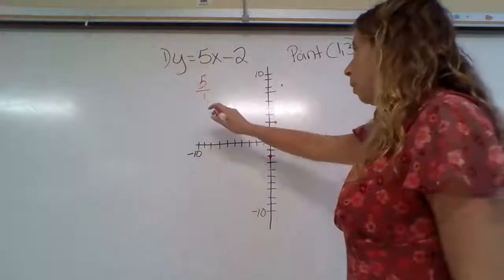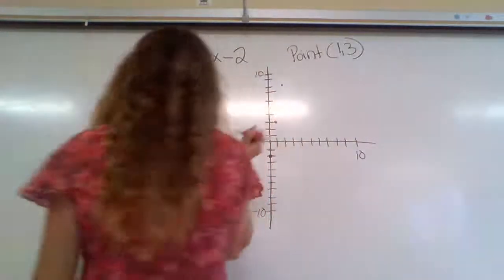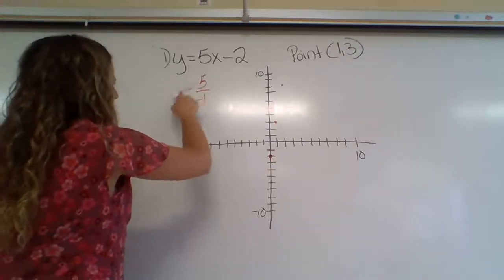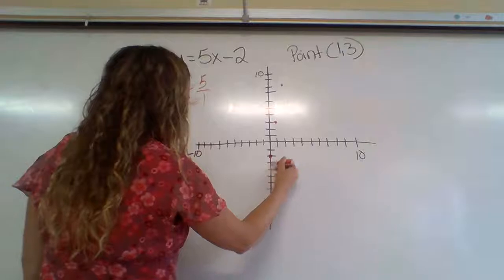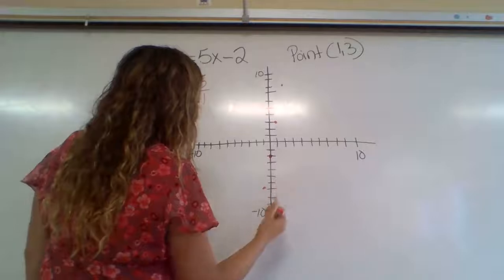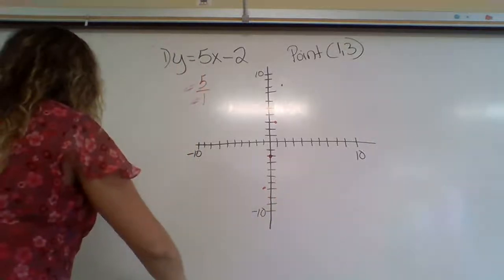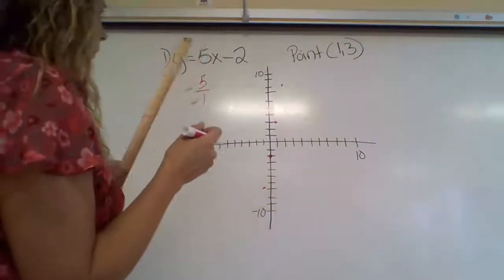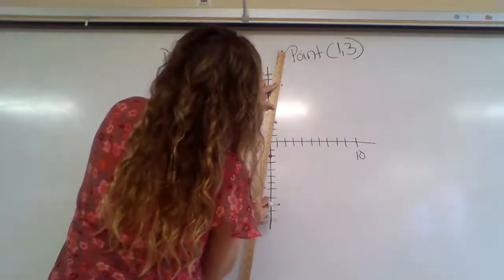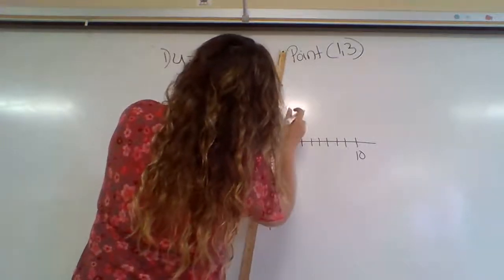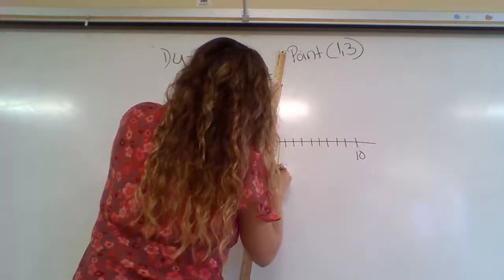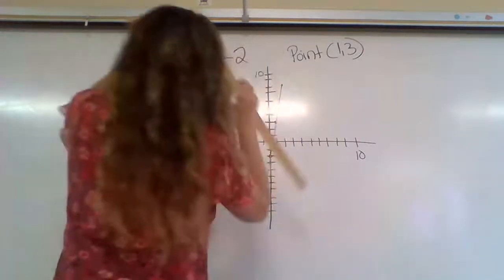And then you could do the opposite. You could go down 5 over 1. So I can go down 5, 1, 2, 3, 4, 5, and then I can go over 1. Just like right there. And then you would connect all your points. That would be good enough, I think.